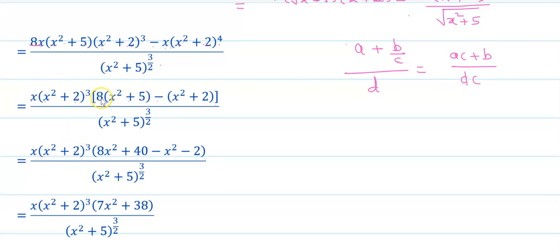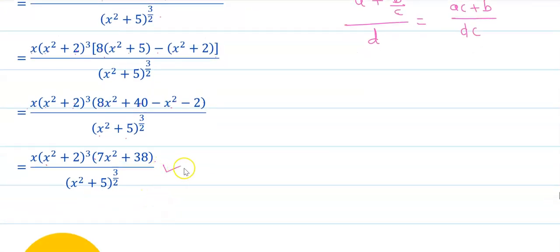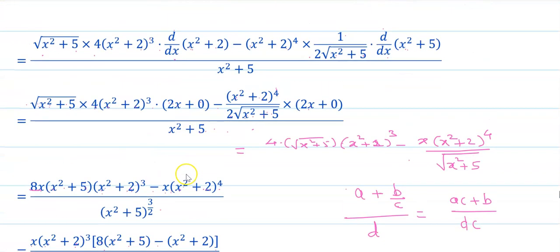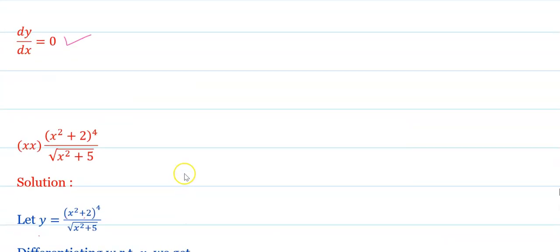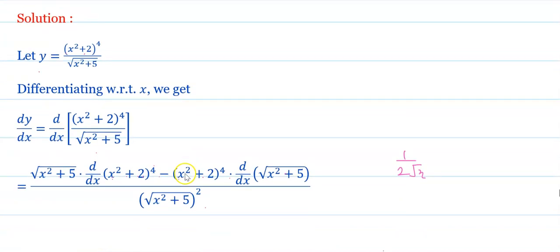पुढे simplification, 8 into x square, 8x square, 8 into 5, you will get 40, minus x square, minus 2. आता पुढे x into x square plus 2 raised to 3 as it is. 8x square minus x square, you will get 7x square. 40 minus 2, you will get 38 upon x square plus 5 raised to 3/2. And keep it as it is. And hence, in this way, we have completed the important question, that is question number 1 and question number 2.